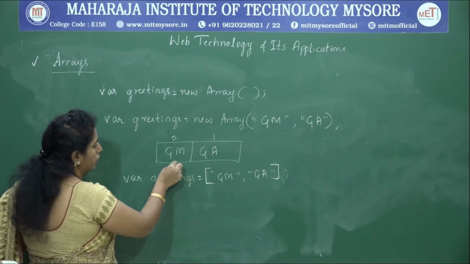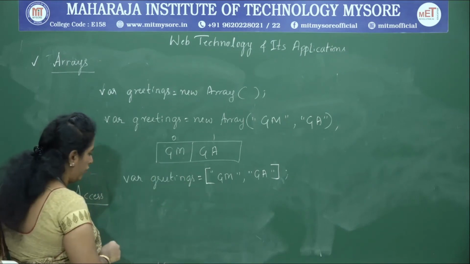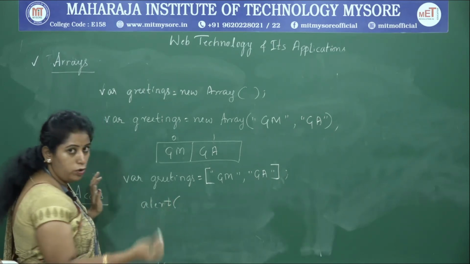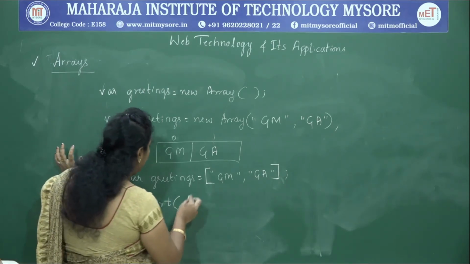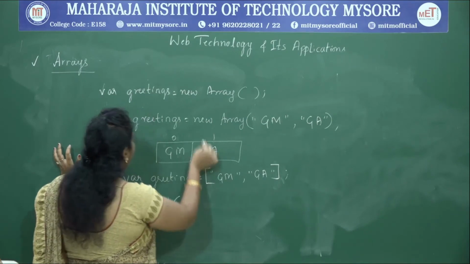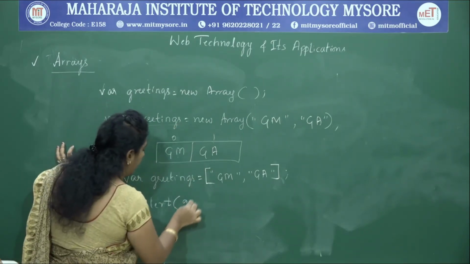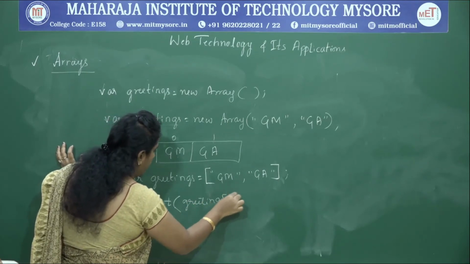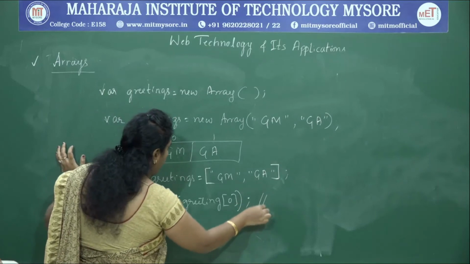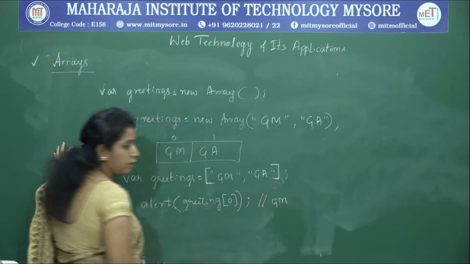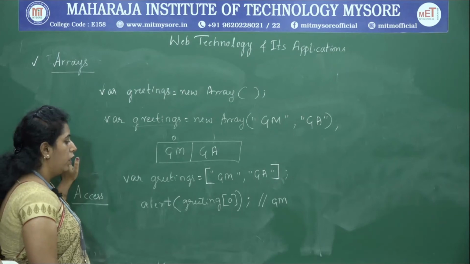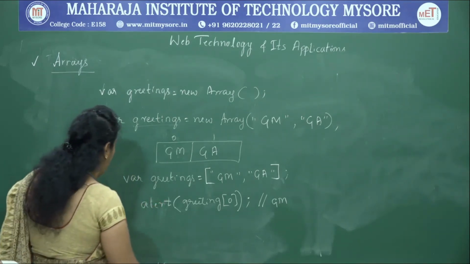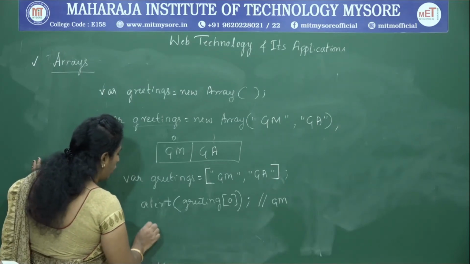See, I want to print the content of the 0th index. So what I can do is use alert, or you can use document.write. So this is stored in which array? Greetings array, right? In which index? 0th index. So this time you will get an output as good morning. Got it? In case you want to print all the contents of an array, all the elements of an array, what can you do?